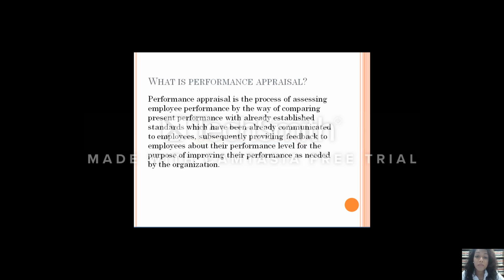The very purpose of performance appraisal is to decide whether training is needed for that particular employee, or whether he should be promoted or demoted, or removed from the organization in case of poor performance.